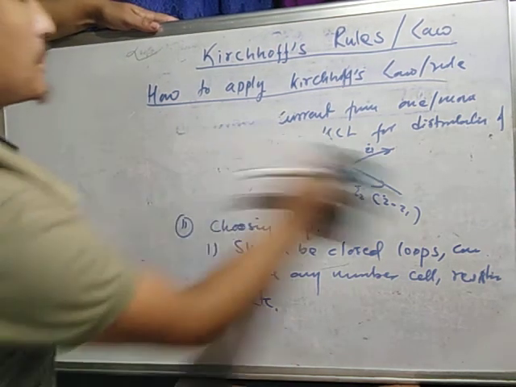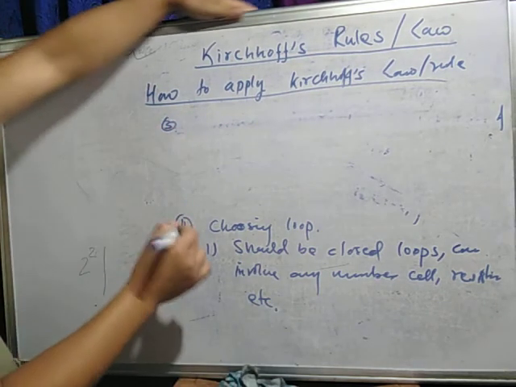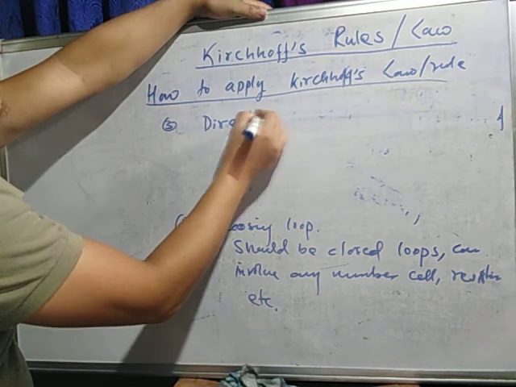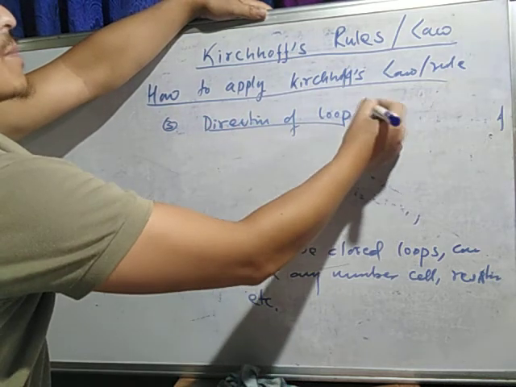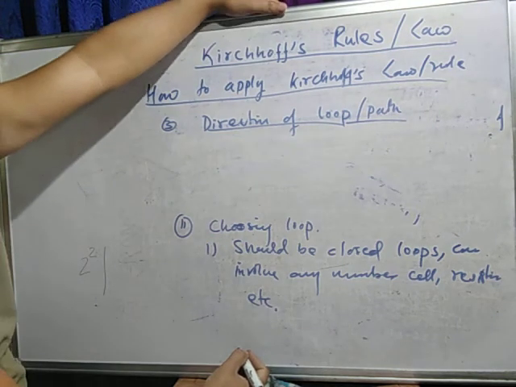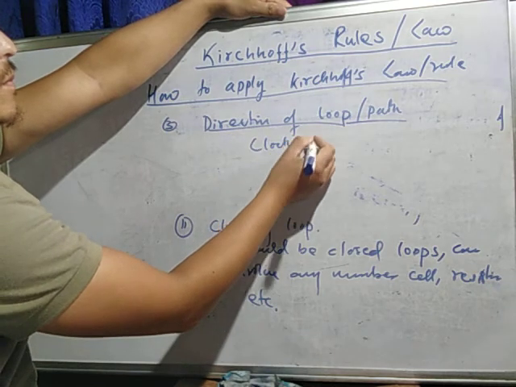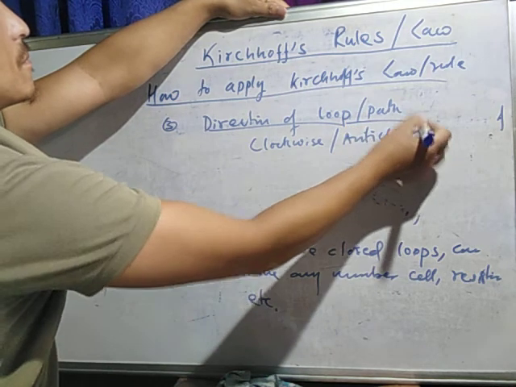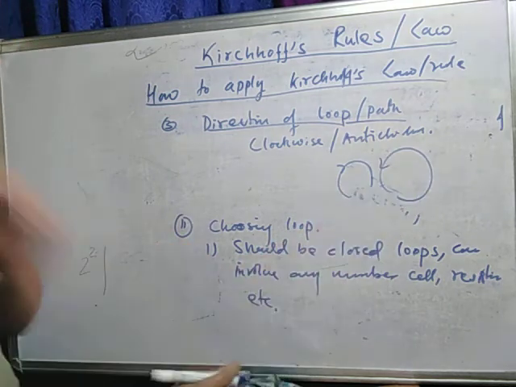Third step is your direction of loop. Direction of loop, you can take, or this is also called path. Direction of loop is also called path. So you can do, one is your clockwise, second is your anti-clockwise. Clear? One goes around like this, clockwise, the other goes like this, the path of the loop, isn't it?